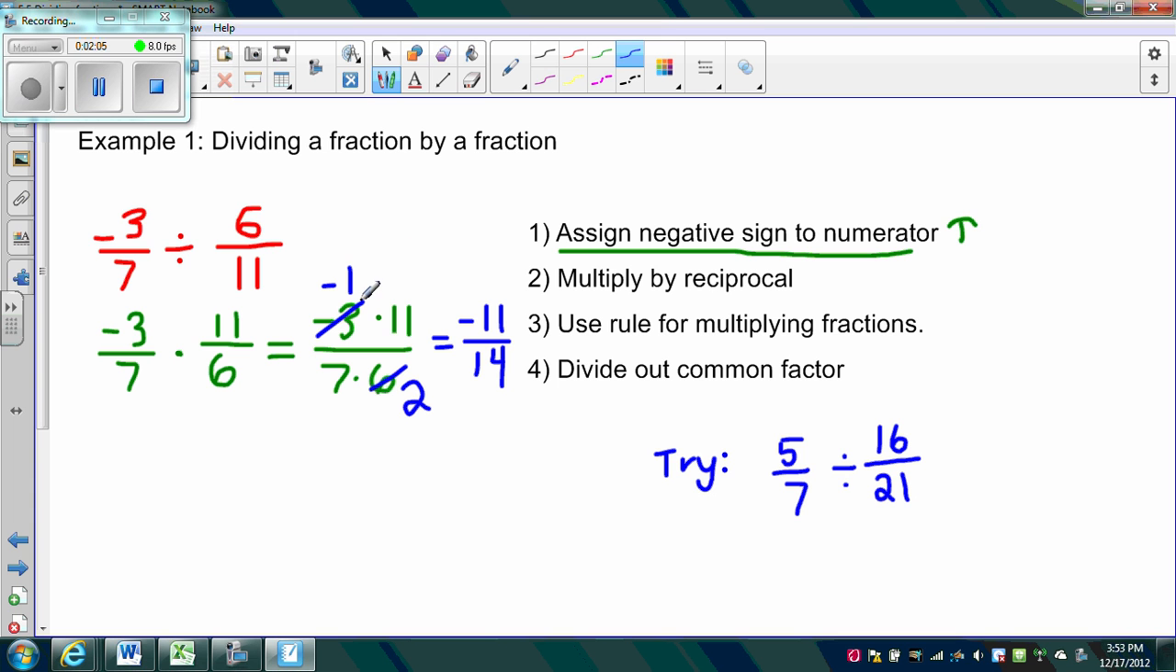That's all you need to do for this. So it's following the same multiplication rules. You just have to remember the first step, change it to a multiplication problem by multiplying by the reciprocal. So go ahead and try this one below and see how you do.